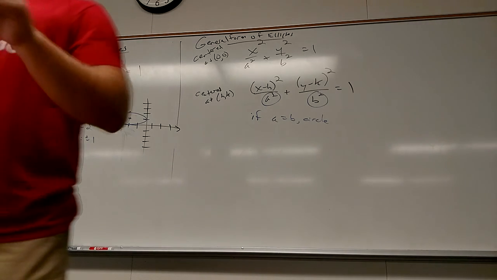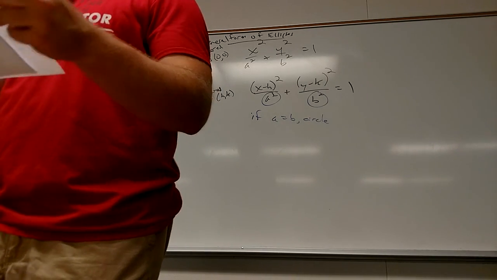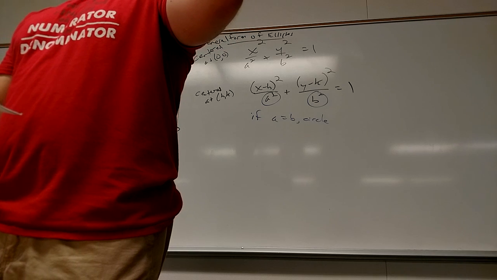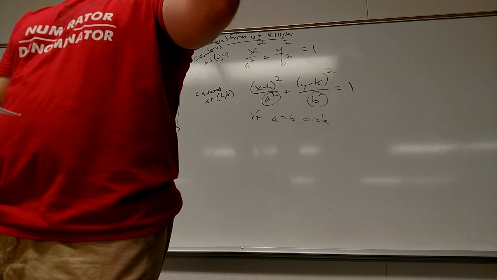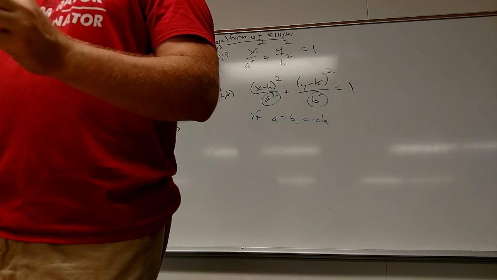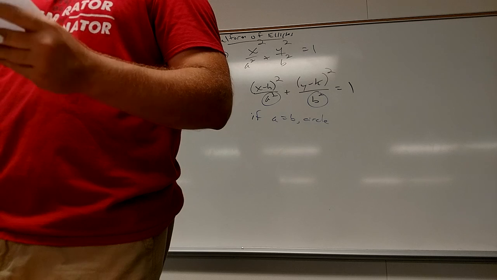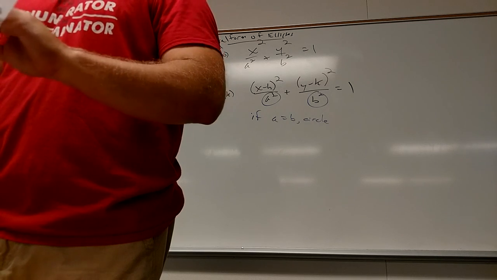Ellipses. On the back is some that's centered not at 0, 0, right? So why don't you guys try number 2 and number 4. So 2 on the front, 4 on the back.